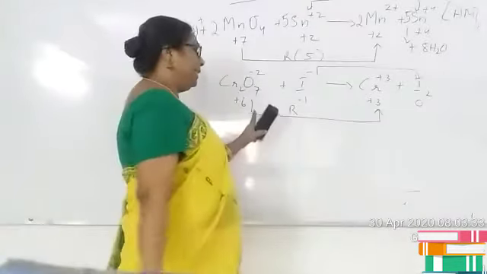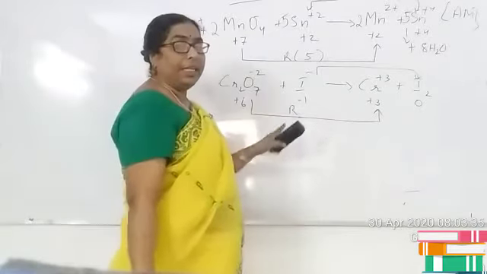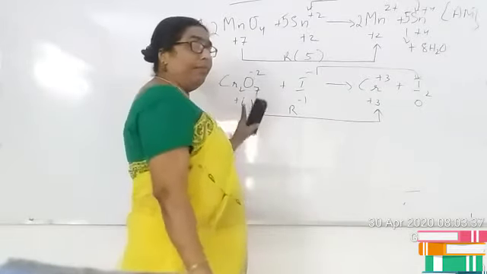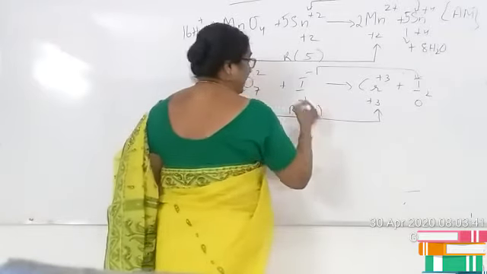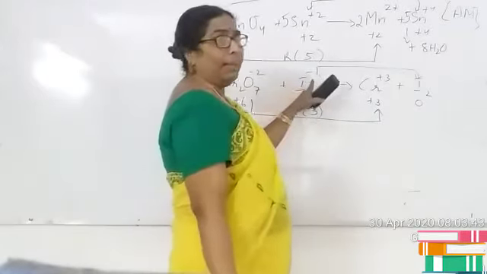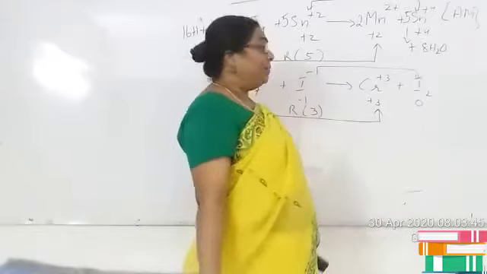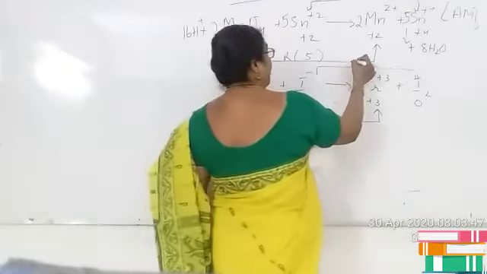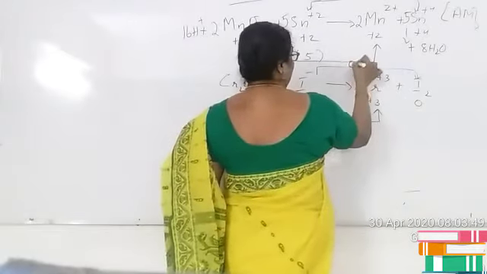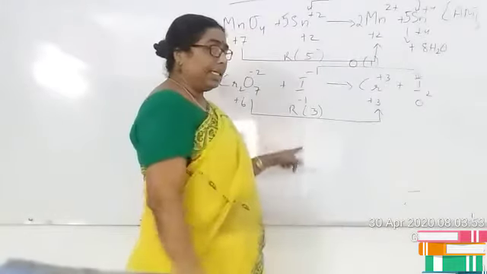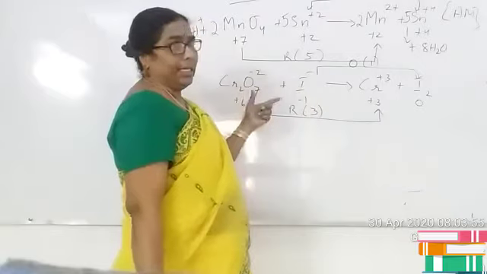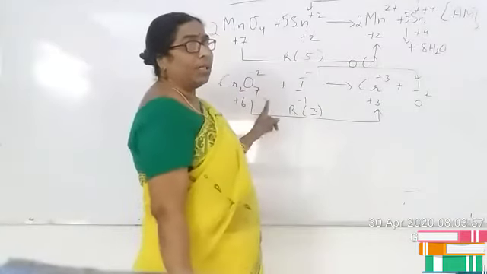Now again the third step is to find out the difference in their oxidation state. From plus 6 it becomes plus 3, so the difference is 3. And in case of I minus, from minus 1 it becomes 0, so it undergoes oxidation and the difference is 1.